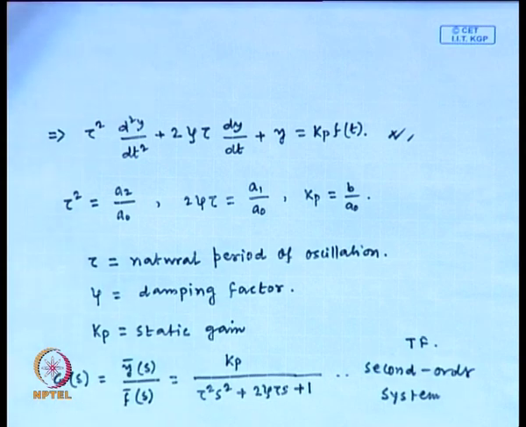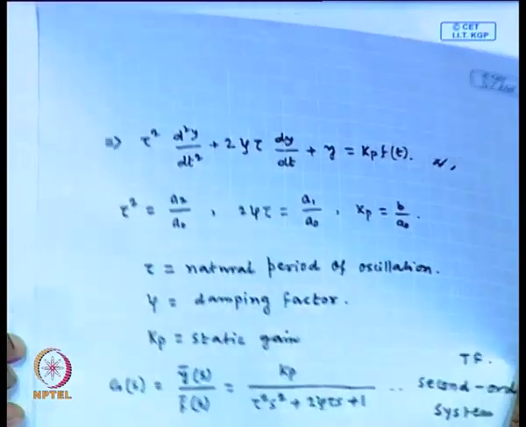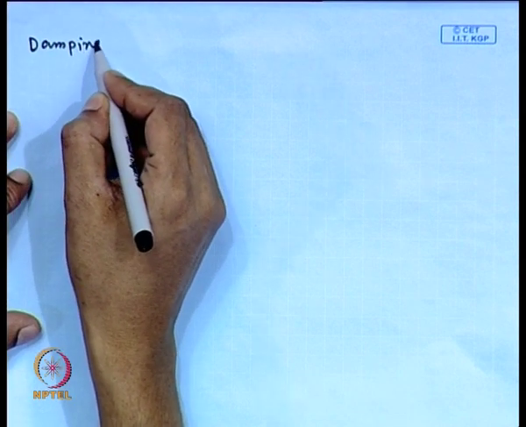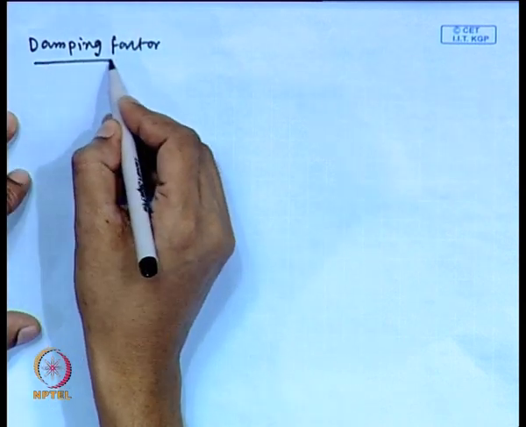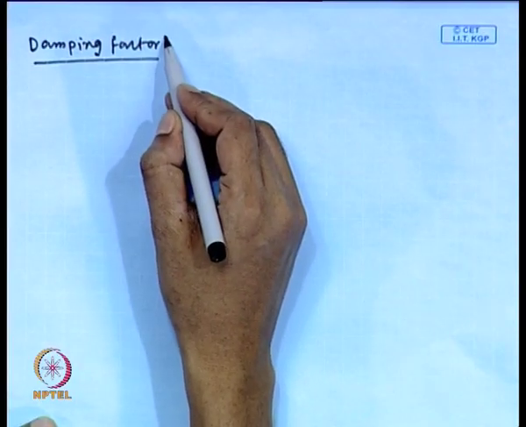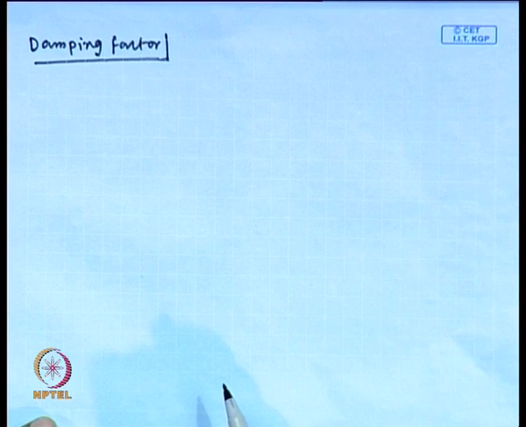Now, this second order system transfer function includes one term, that is the damping factor. Damping factor provides a measure of the amount of damping in the system, that is, the degree of oscillation in a process response after a perturbation.